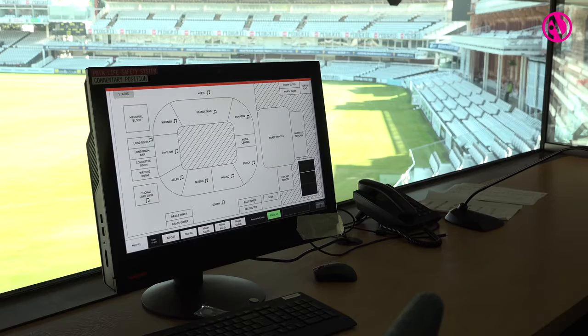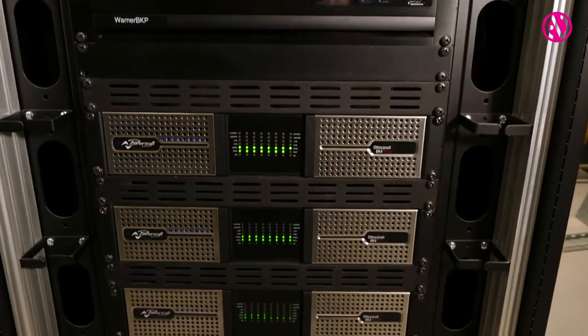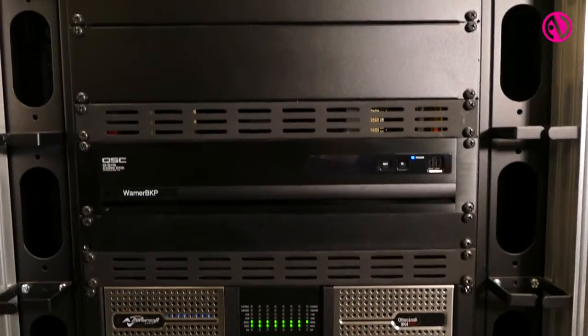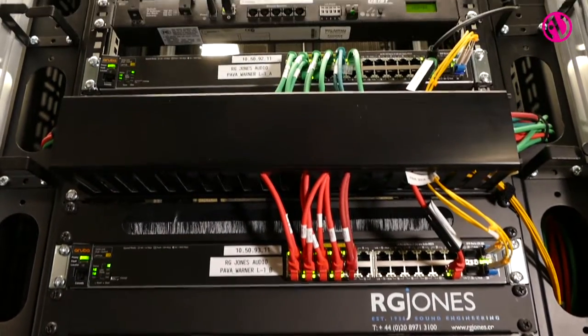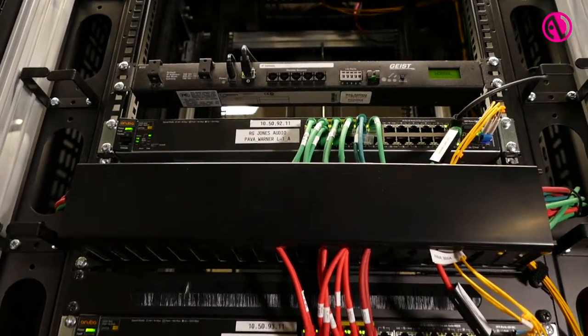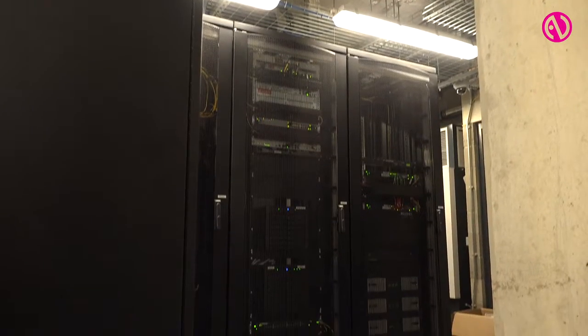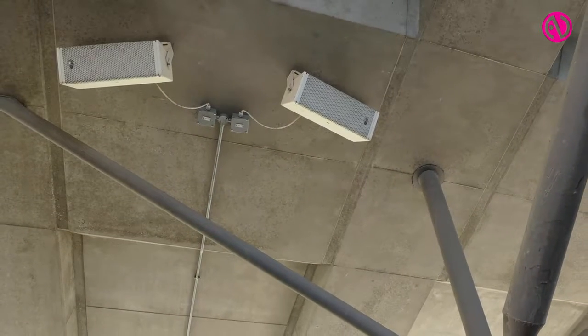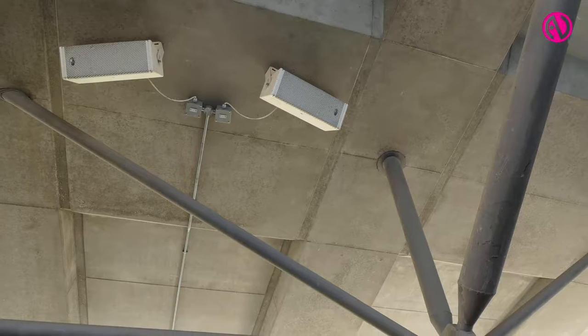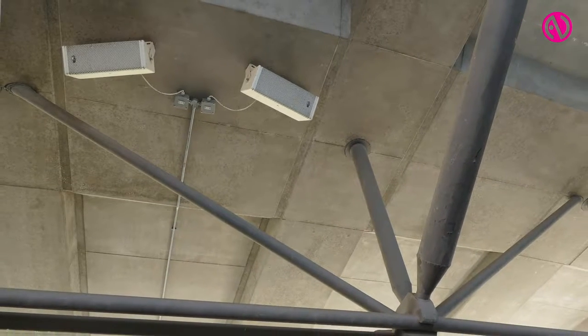We've graduated from what was originally all the amplifiers and everything all in one place through to now a state-of-the-art networked audio system with distributed racks in a dozen or so locations. What we would call the stadium bowl circuits are low impedance and high power, and then everything back of house, corridors, concourses, things like that are all 100-volt line.